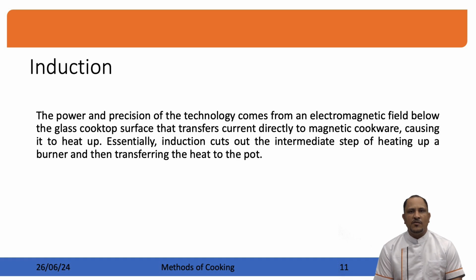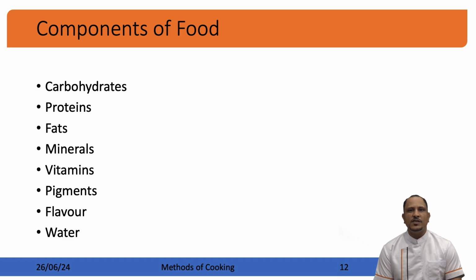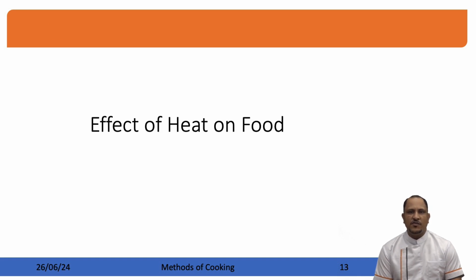Now, after we have finished the modes of heat transfer, let's talk about the various components of food, so that later we can understand how heat affects them. The major components of food are carbohydrates, proteins, fats, minerals and vitamins, including pigments, flavors, and water. So let's understand the effect of heat on food by understanding the effect of heat on the various components of the food.